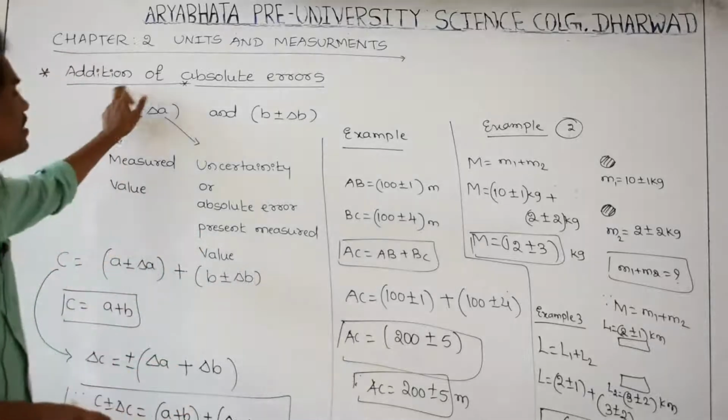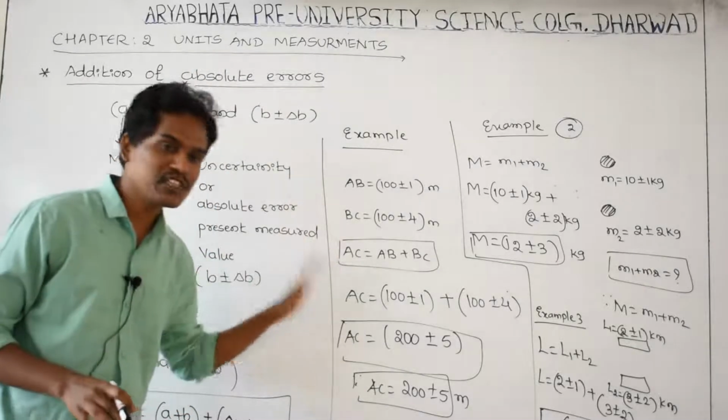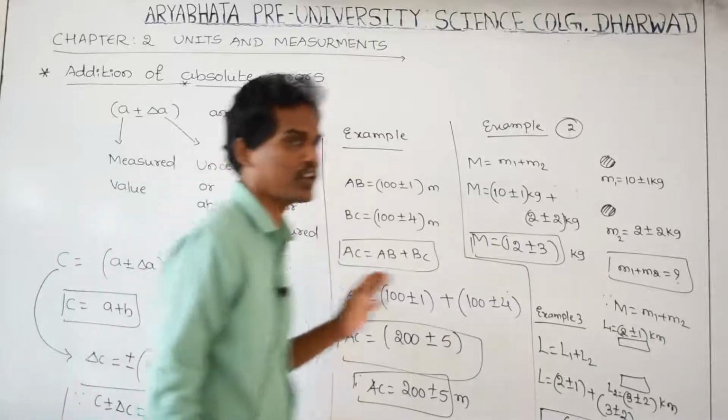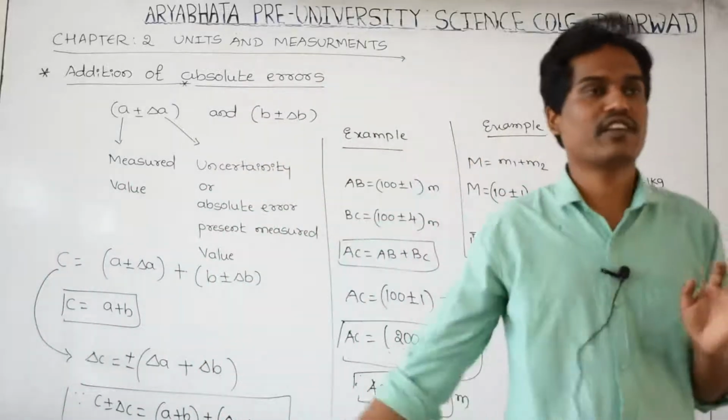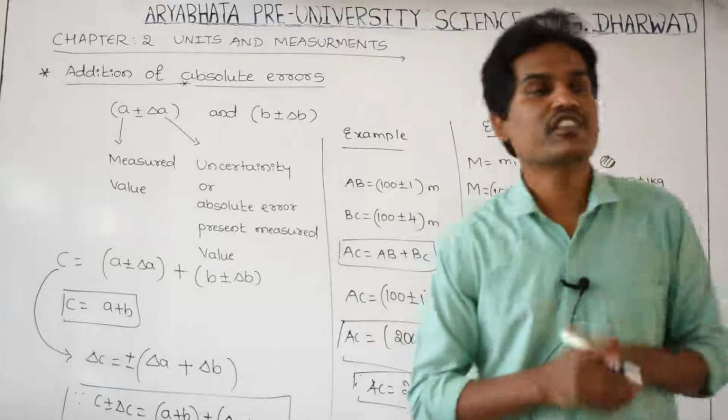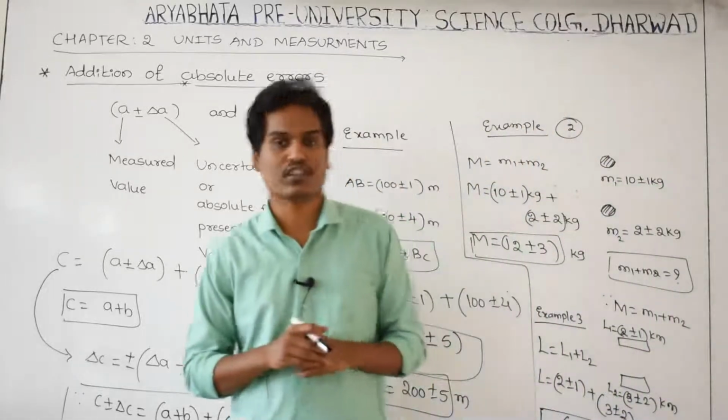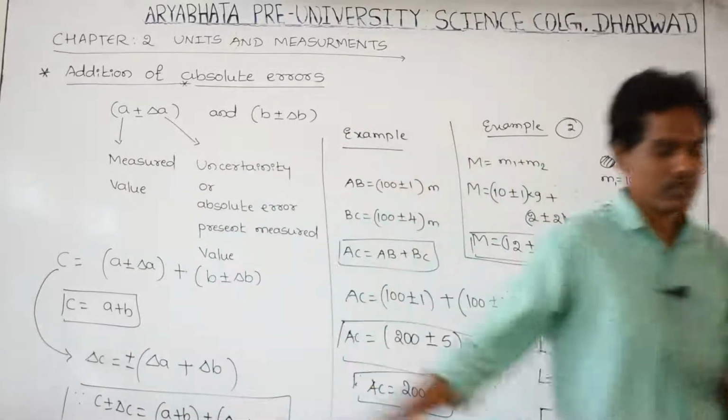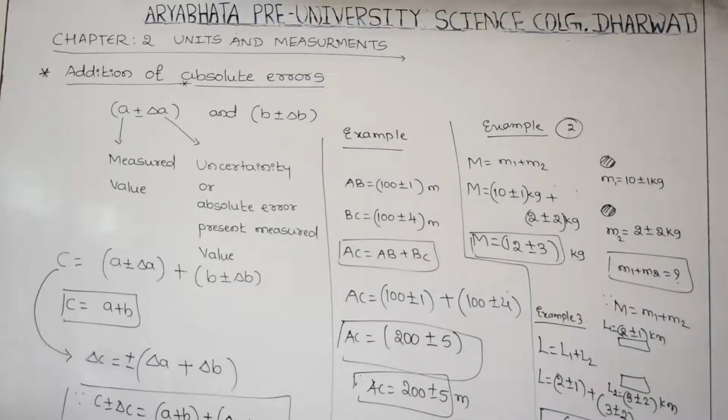That is the method of addition of absolute error. And please remember how to add. This is very important for your competitive exams as well. And next we'll study how to subtract two errors. First you note down, we'll see subtraction.